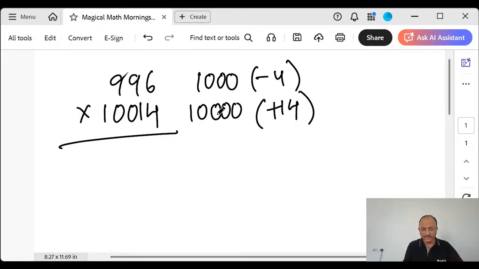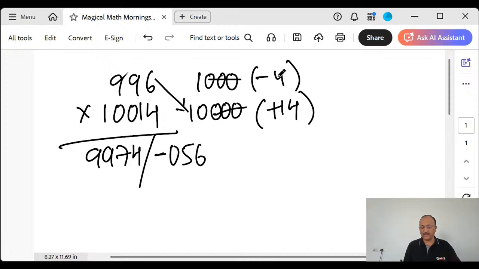So what we do, 3 zeros and 3 zeros cancelled. I will consider the smaller number. 996 into 10 is 9960, and plus 14 I will do. What I will get? 9974. Correct? No? And what we'll do with this? 14 and 4 is 56, but it is minus 56. But what I have to write? 3 zeros are there, therefore 1 0 I will add, 056. Correct? No? Because there are 3 zeros that we cancelled, we will write 056.